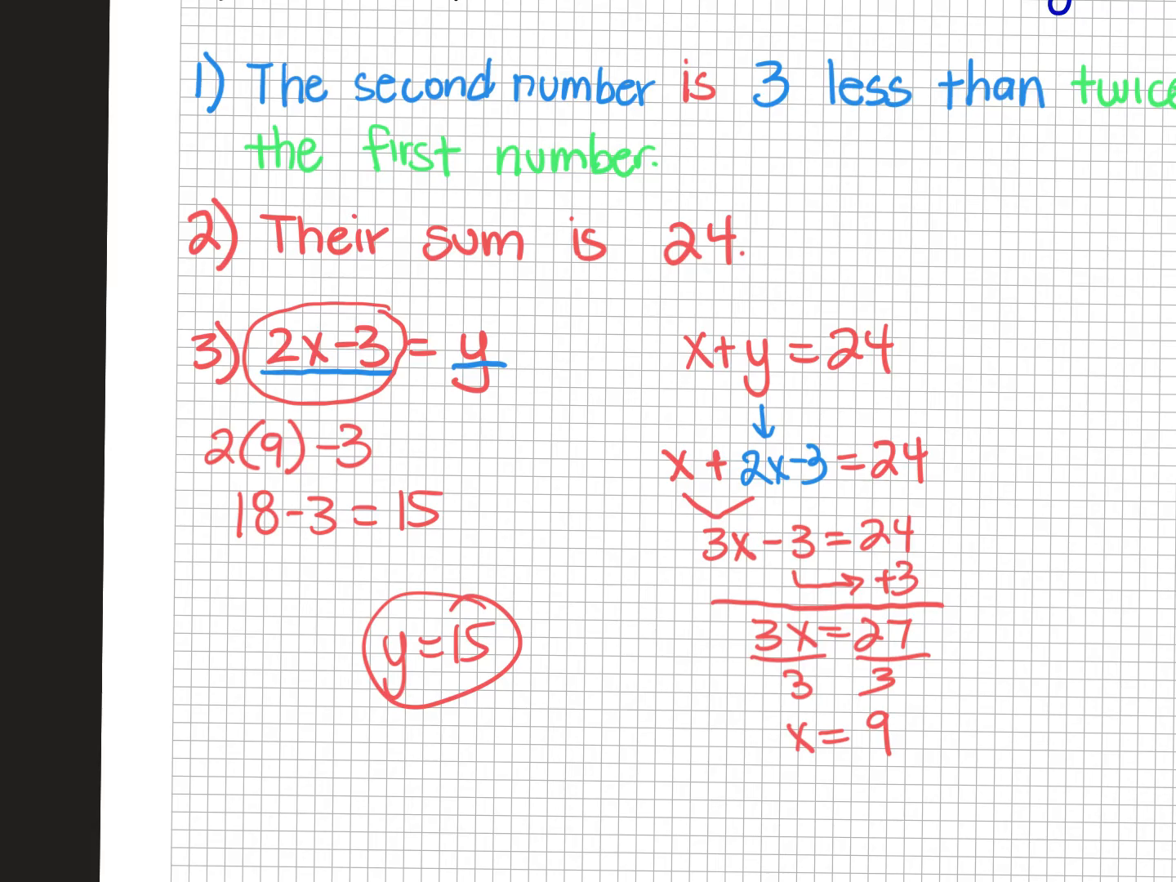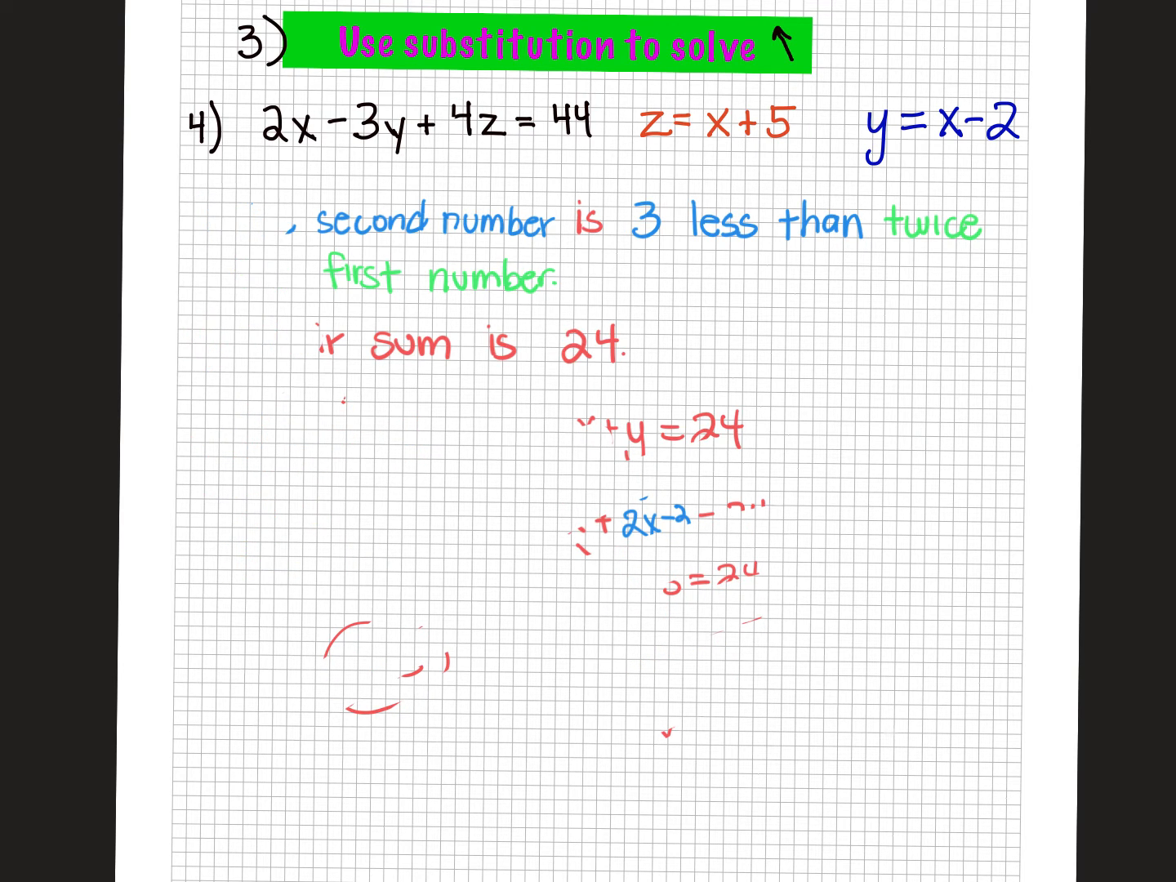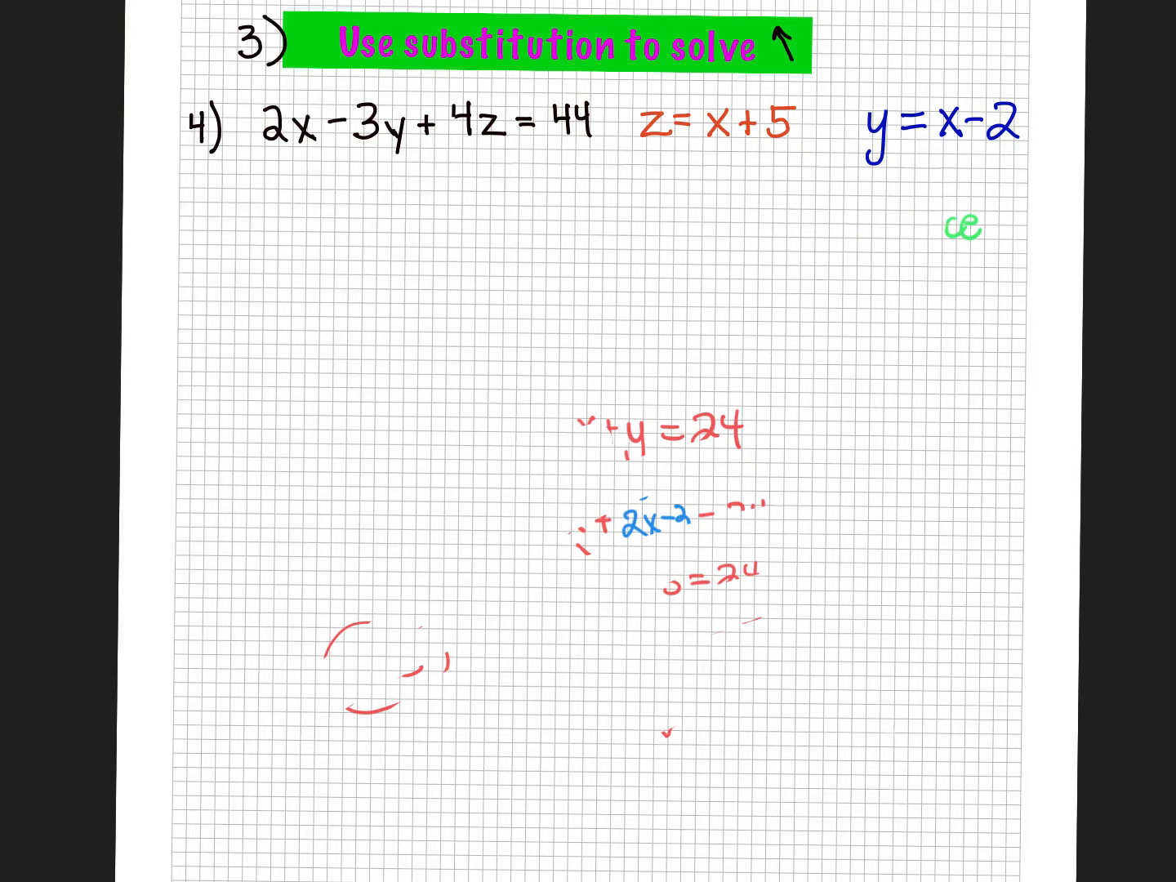Cool. All right, I'm going to erase these. You've got them already. All right, so the next problem is, can we do the substitution when we have 3 letters in it? If we look at number 4, it says use substitution to solve. Here's the problem with this equation.